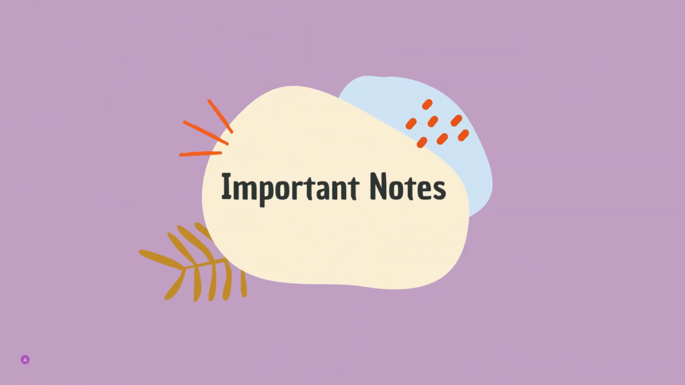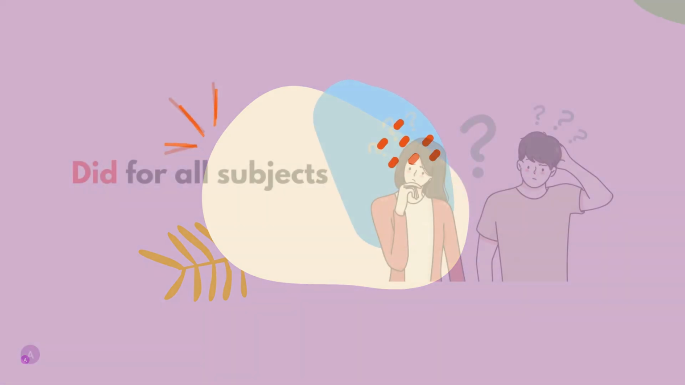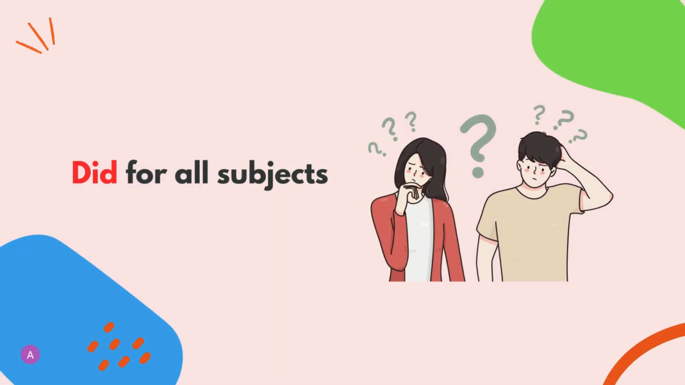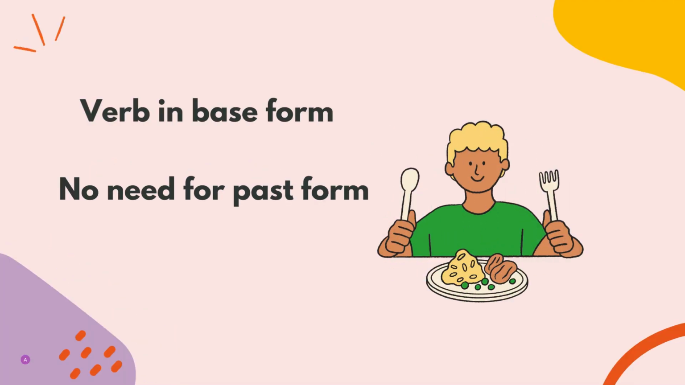Here are a few important notes to remember. The word did is used for all subjects. For example, I, you, he, she, it, we, or they. We always use did for that. The verb is always in its base form in questions in the simple past tense. You don't need to change the verb to its past form because did already indicates that the action occurred in the past.